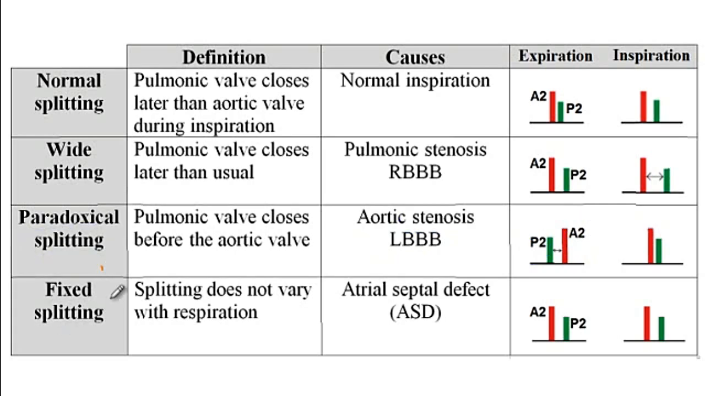And then finally, we have the fixed splitting, which is seen with the atrial septal defect. During inspiration, since there is an atrial septal defect, the pressure in the right atrium and the left atrium will be equal, and thus there won't be any increase in the distance between the A2 and the P2. This is referred to as fixed splitting, which is seen with the ASD, or atrial septal defect.